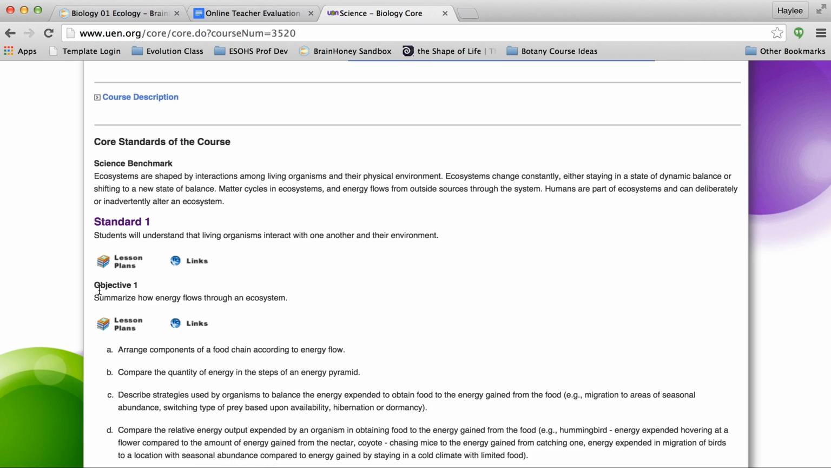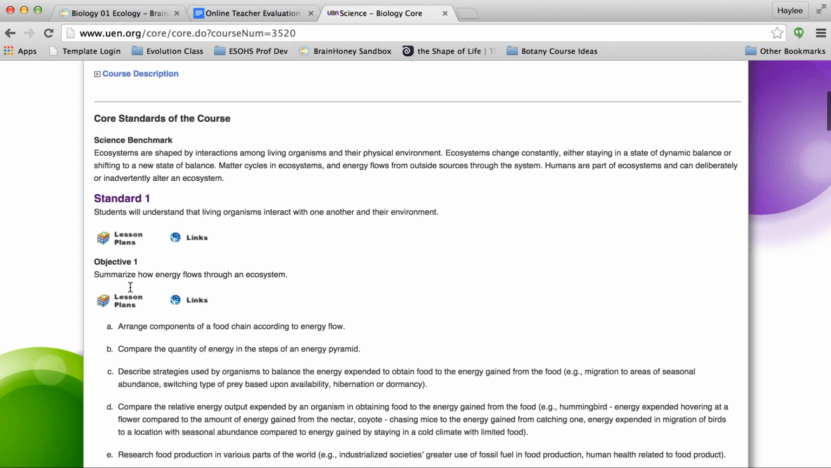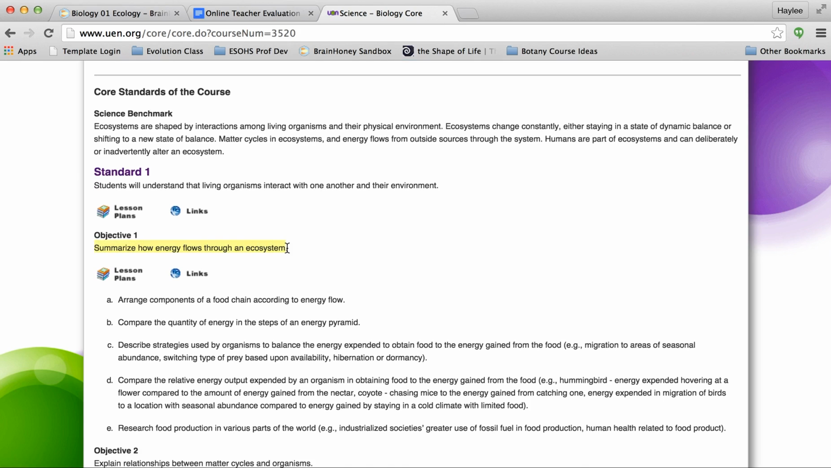And then there are objectives listed under each standard. And this one summarizes how energy flows through an ecosystem. That's an objective. And to me, that's pretty student friendly. We'll learn about how energy flows through an ecosystem, so they should be able to answer that objective pretty well. Now below here, these aren't objectives according to the state, I guess. These are indicators. So if students are able to arrange components of a food chain according to energy flow, that could help support them being able to summarize how energy flows.